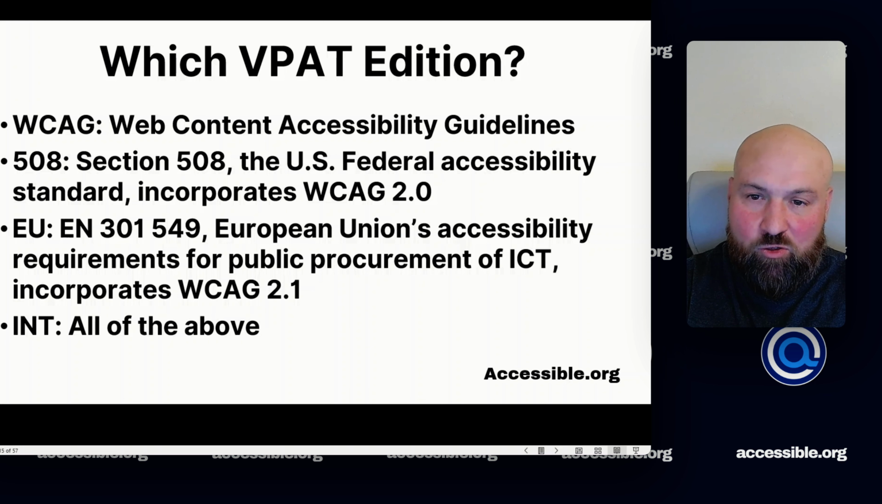Then we have the EU or European Union edition. So this is connected to the EN 301549 Technical Accessibility Standard, and this spans the European Union's accessibility requirements for public procurement of ICT products and services, and this incorporates WCAG 2.1 Conformance Level AA. And then we have the INT or International Edition, and this is going to include all of the above editions.